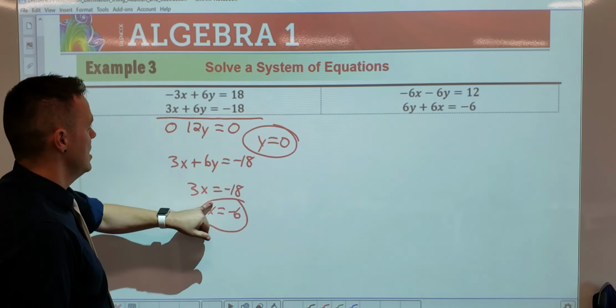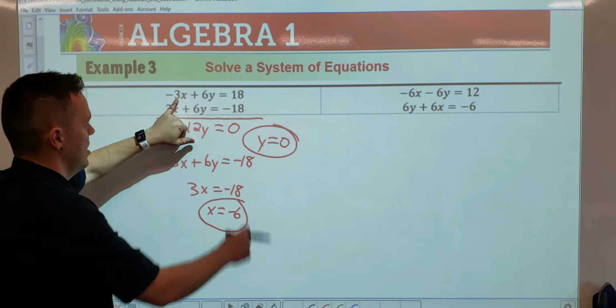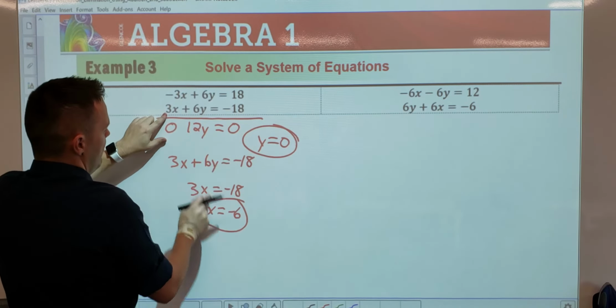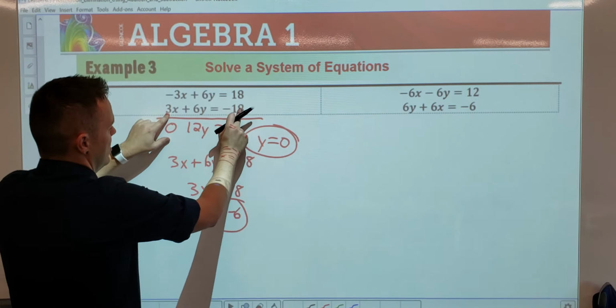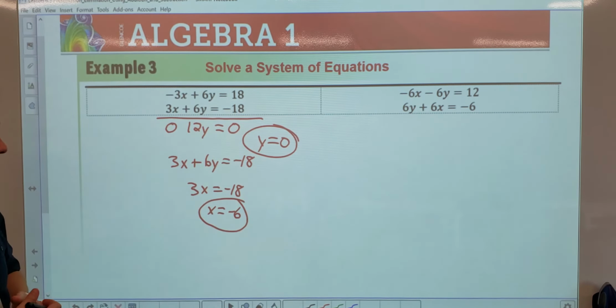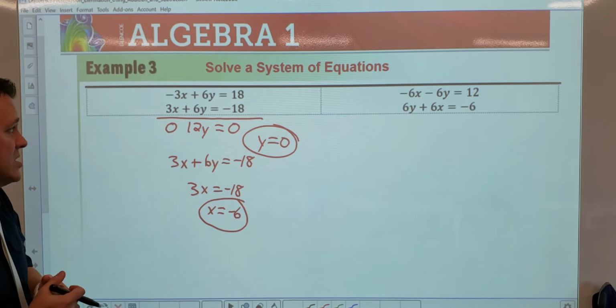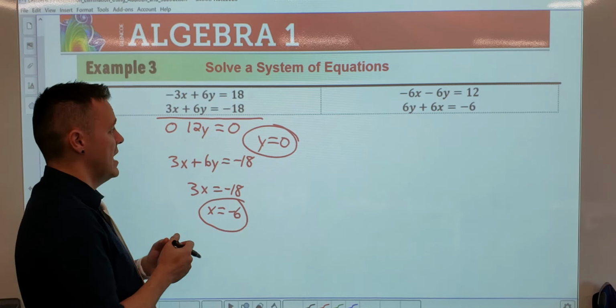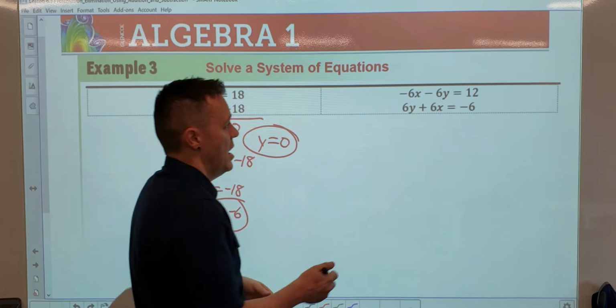So let me look here. If I plug a negative 6 into there and a 0 into there, that is 18. If I plug a negative 6 into here and a 0 into there, that is in fact negative 18. So the good news is that they are the same. If I were to plot these out, there would probably be an intersection. I'm not quite sure.